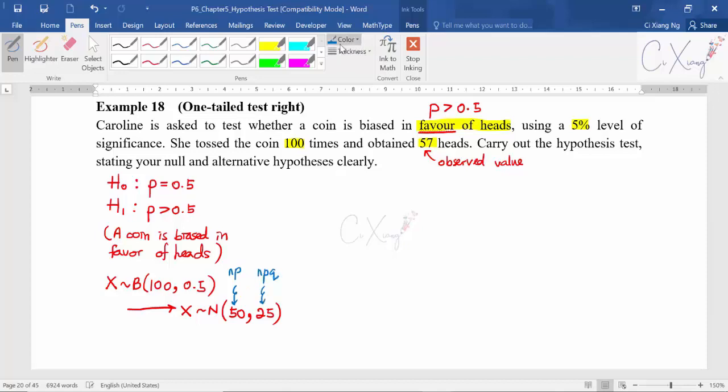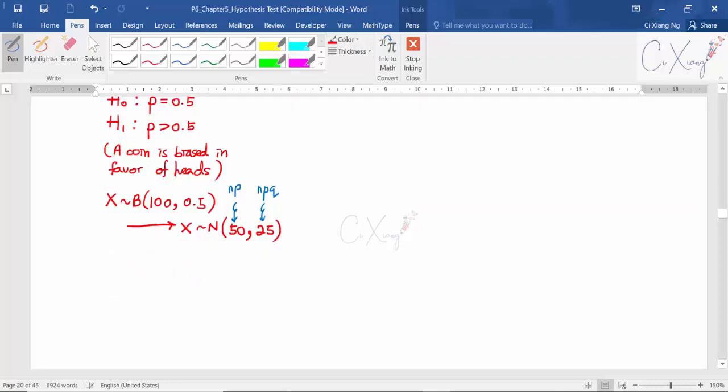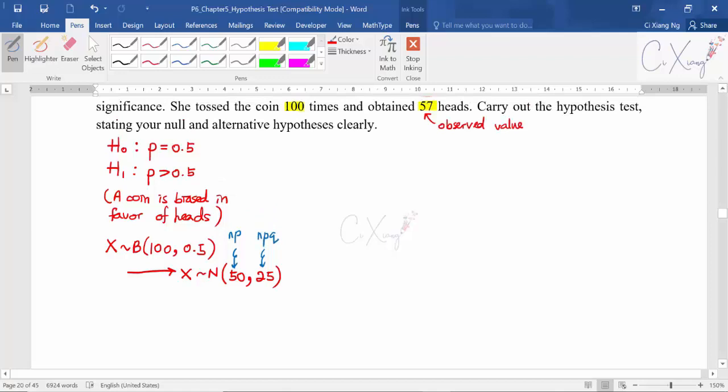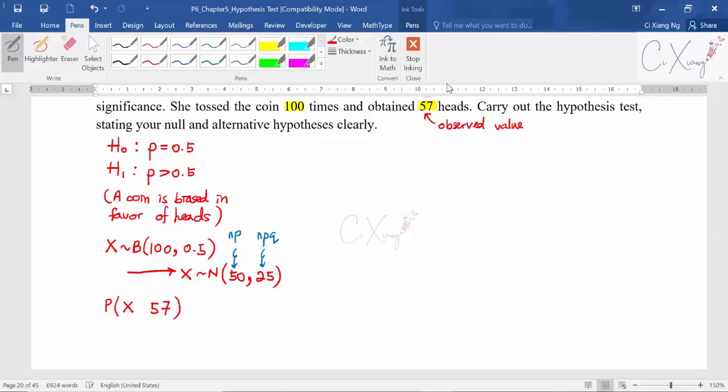According to the binomial test that we carried out before, you want to calculate the p-value. We are using the observed value, x is 57. Now you have to ask yourself, what is the sign you have to put, either greater or equal, or smaller or equal? I think you should remember this already.